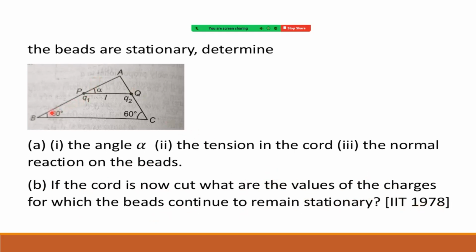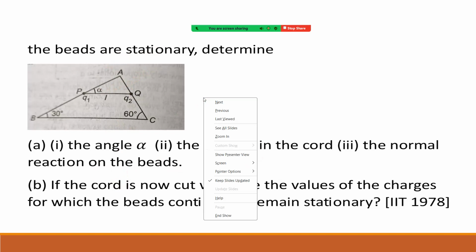So see the diagram. This is a wire frame, and these two are the beads. The wire is passing through those beads. The condition is that the beads are stationary, so we have to find the alpha value, tension, and normal reaction, and finally, when the cord is cut, the values of the charges. Let's see how we start the problem.